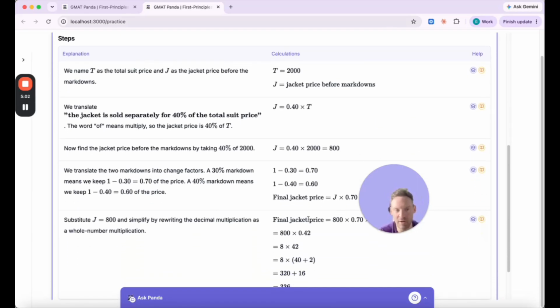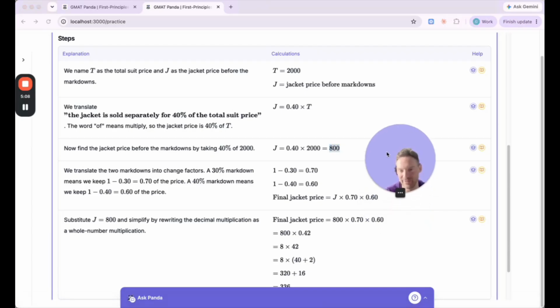So after that, what we're going to do is take this $800 jacket and mark it down twice. So a markdown of 30%. Here we're dealing with changes in percentages. So we're not going to take 30% of the 800, but what we're going to do is take that original price and remove 30% of it. Or another way of doing that is if you take 1 minus 0.3, so that's like 100% minus 30%, you're going to be left with 70% of the original price.